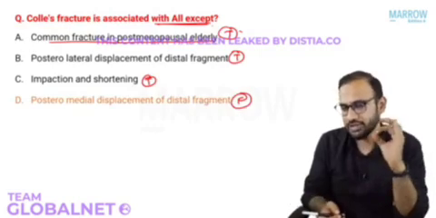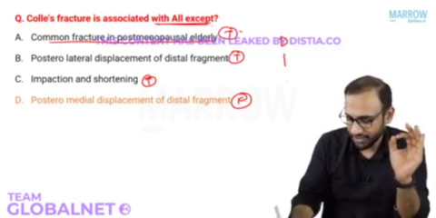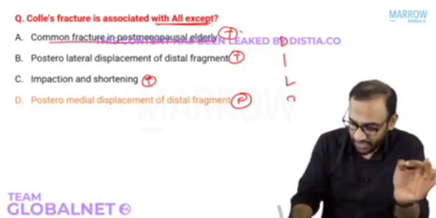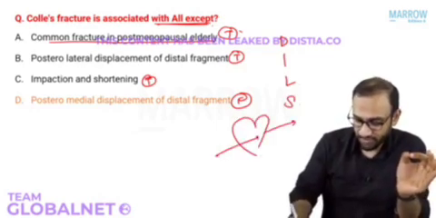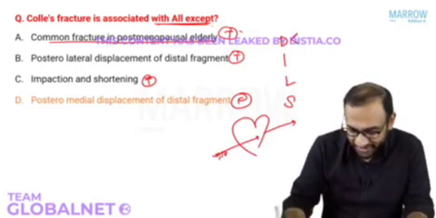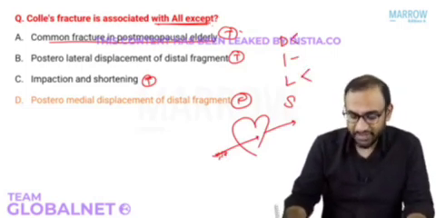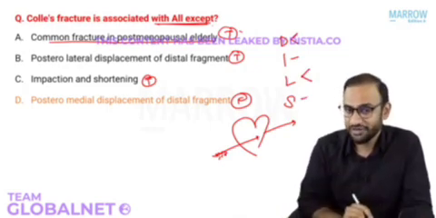What are the displacements of Colles fracture? Dorsal tilt and shift, impaction, lateral tilt and shift, and supination. The mnemonic is DILS, very, very important for your exam. Okay, so dorsal tilt and shift, impaction, lateral tilt and shift, and supination. These are the displacements for Colles fracture.